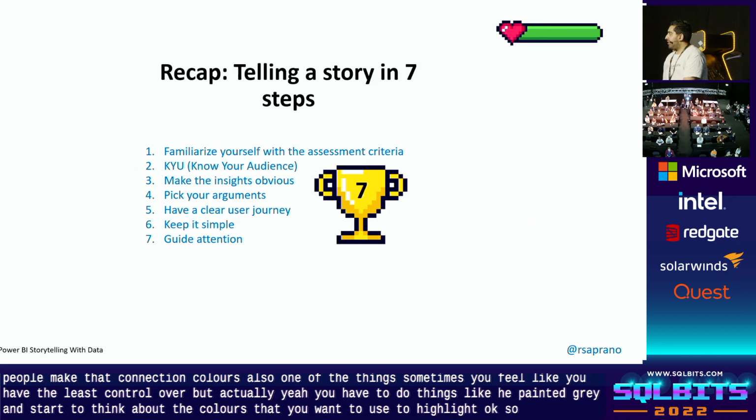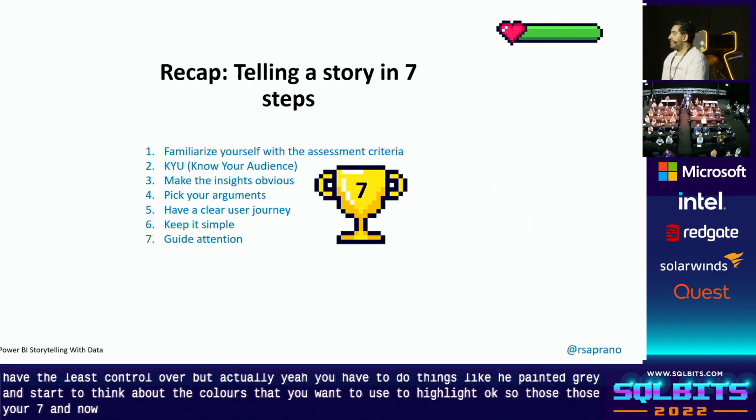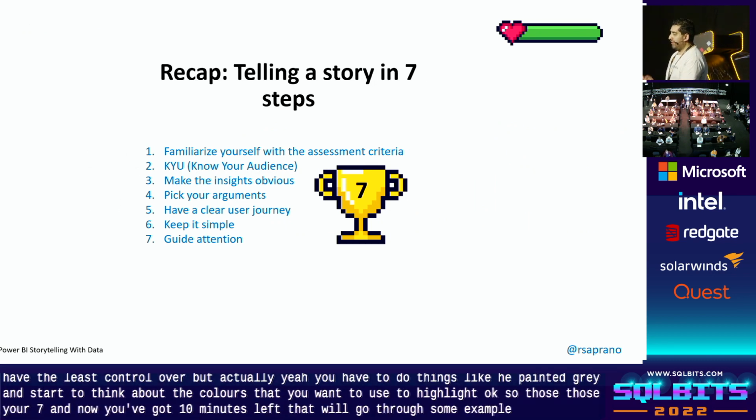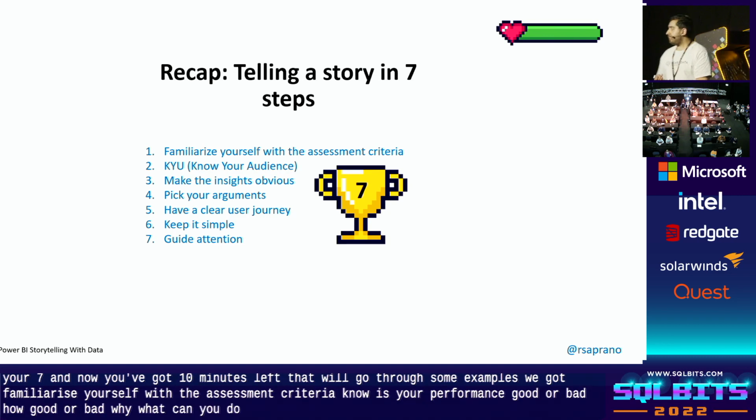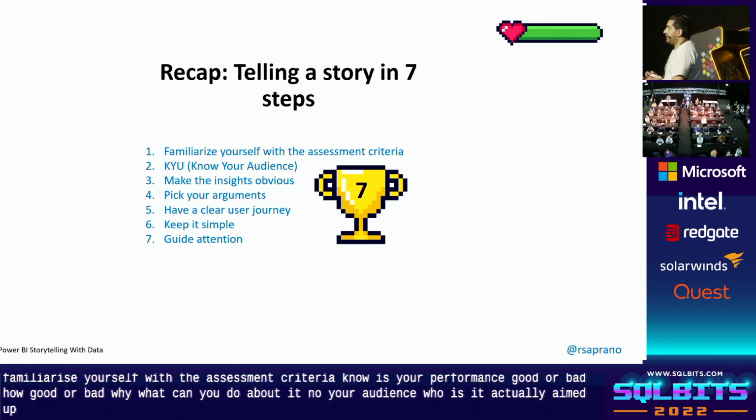Okay, so those are your 7, and now we've got 10 minutes left, so we'll go through some examples. But you've got to familiarize yourself with the assessment criteria. Know, is your performance good or bad? How good or bad? Why? What can you do about it? Know your audience. Who's it actually aimed at? Scoping template, problem statements, business questions they need answering.